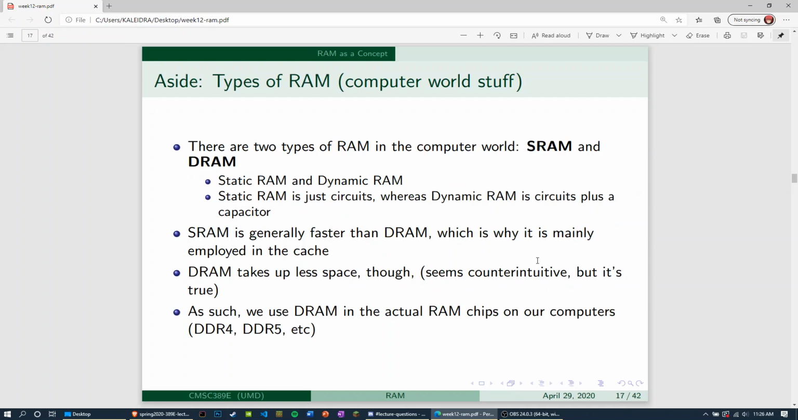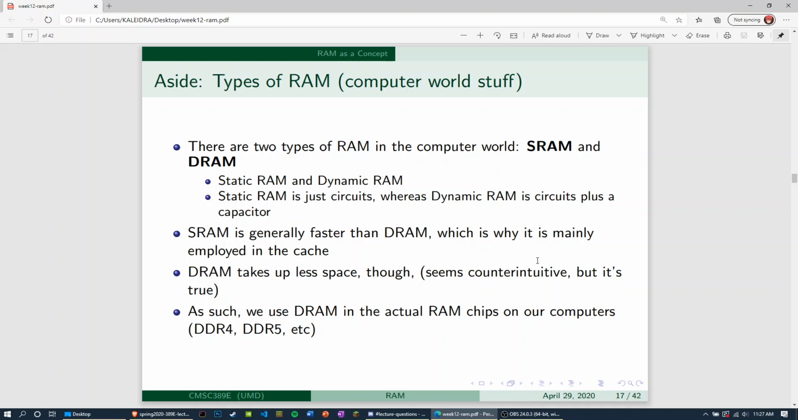Right on. More conceptual stuff. I suppose you don't really need to know this, but I guess just cool things to throw out there. There are two types of RAM in the computer world: static RAM and dynamic RAM. Static RAM is just a bunch of circuits, and dynamic RAM is circuits plus a capacitor. SRAM is generally faster than DRAM, which is why it's mainly employed in your cache, right? So on your processor itself.